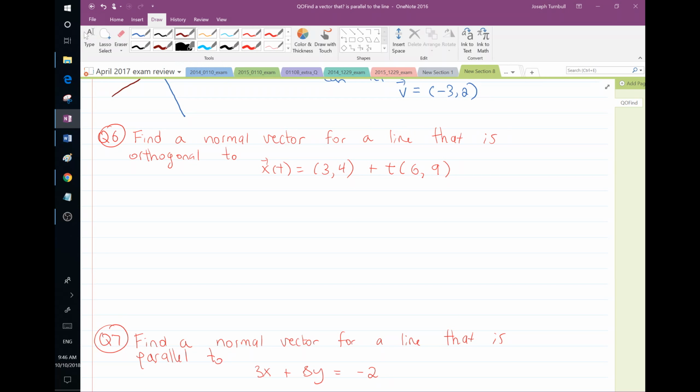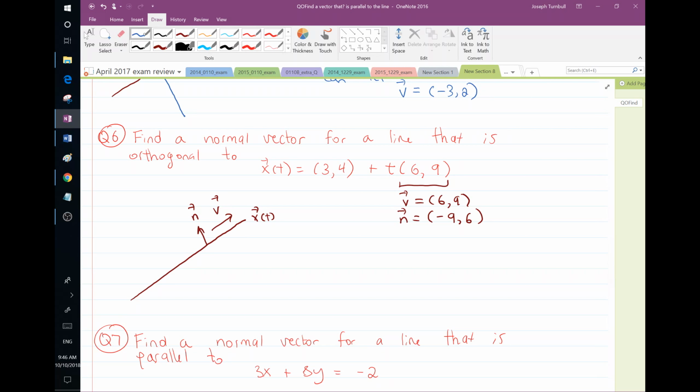I'm going to draw the first line, x of t, and then we have a new line, but let's label the components. We have the normal vector n, a direction vector v. This line has the direction vector v given as 6, 9. That means the normal vector n we can get by flipping as -9, +6.